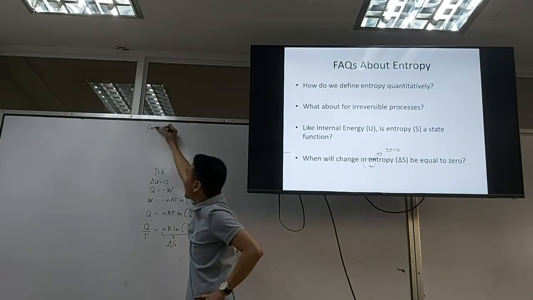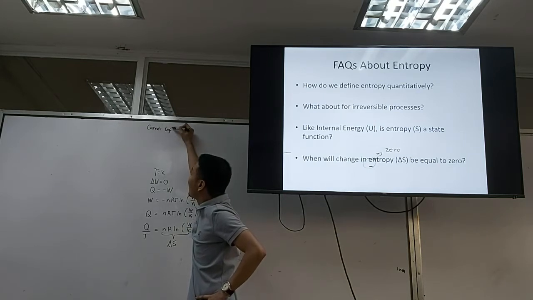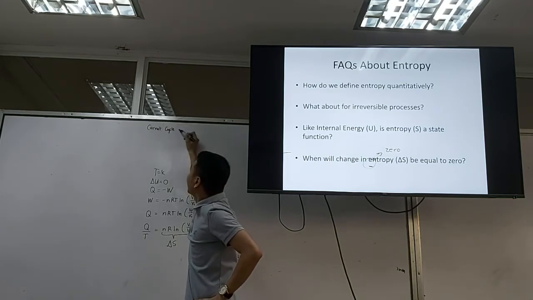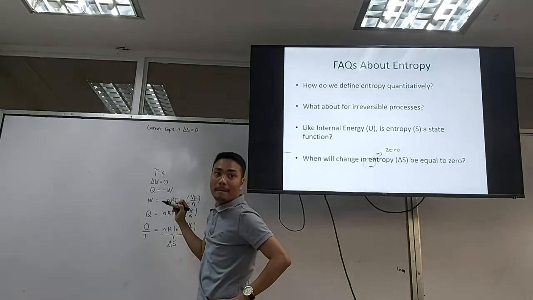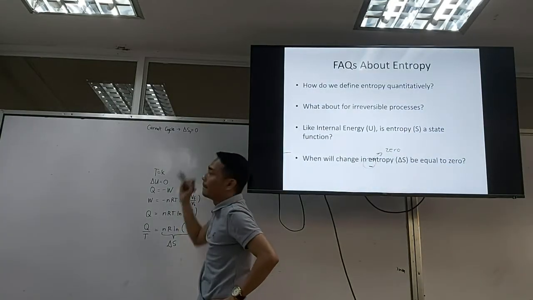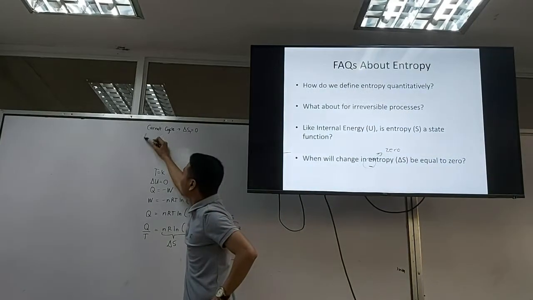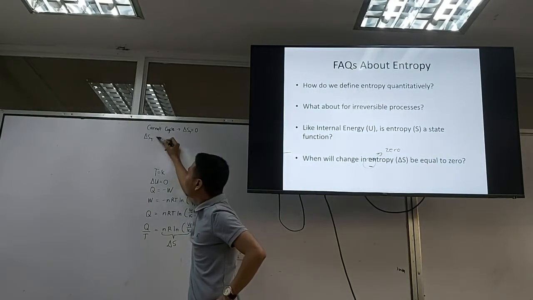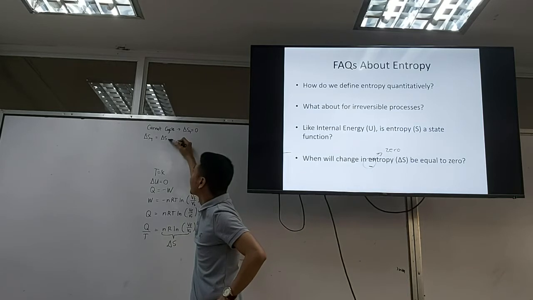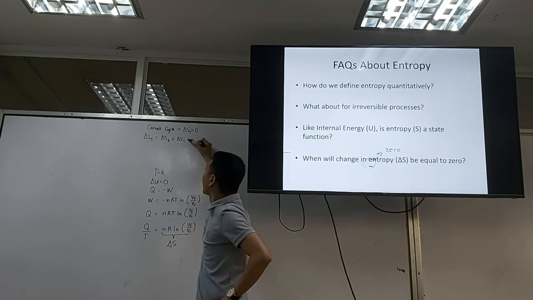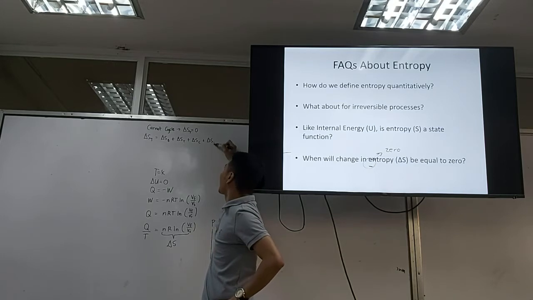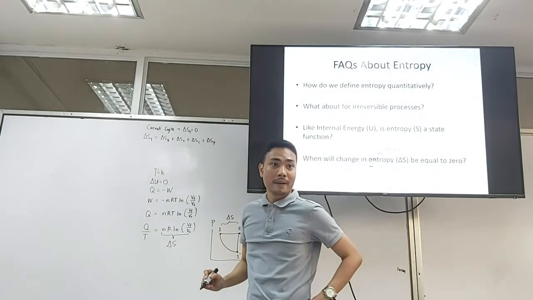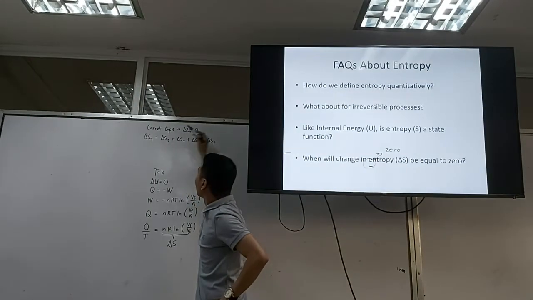So sa Carnot cycle, alam natin, pag cycle, ano yung delta S doon? Equal to 0. Delta S total. Yung delta S total na yun, pwede mong kunin saan? Sa delta S sa boiler, plus delta S sa turbine, plus delta S sa condenser, tsaka delta S sa pump. Kuha?